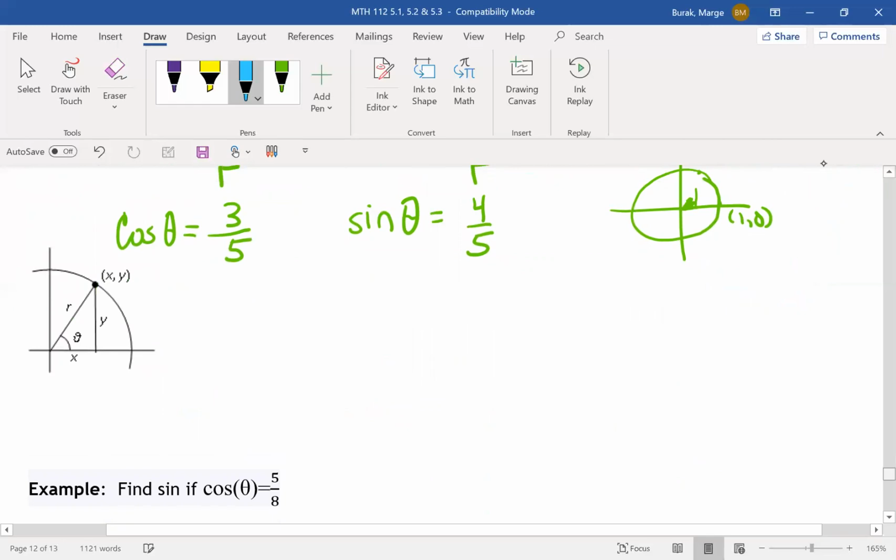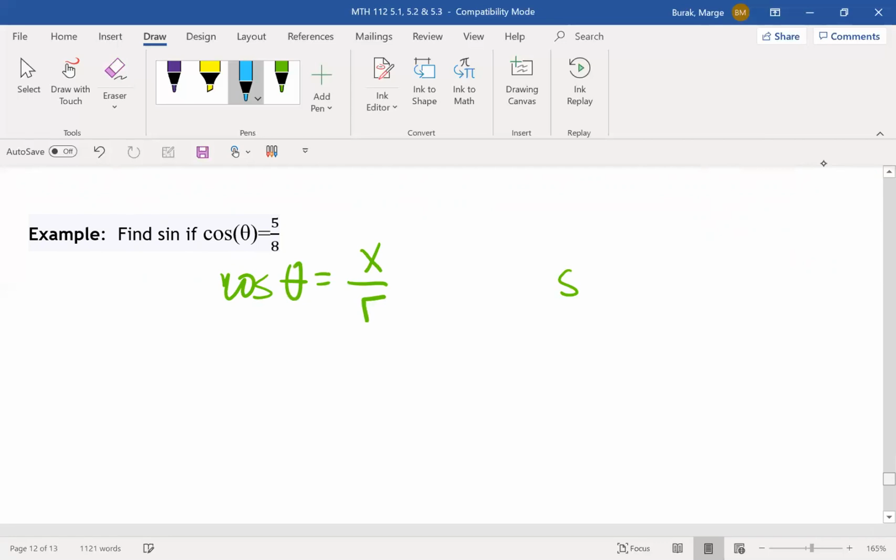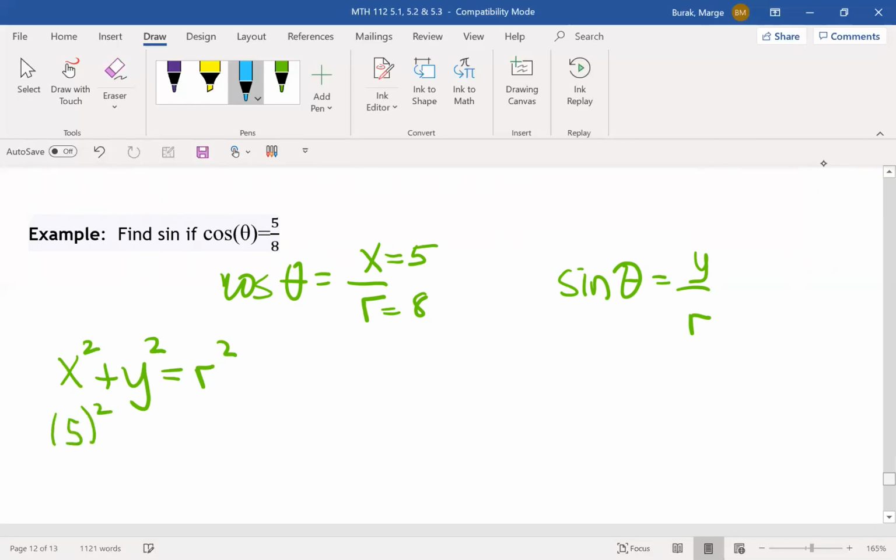Well, let's do an example. If we know what the cosine is, we need to find the sine. Okay, so the cosine, if you remember, is x over r, and the sine is going to be y over r. So we know the cosine is 5 over 8, so that means x equals 5 and r equals 8. And to find the sine, we need y. So we're going to use the Pythagorean theorem for the equation of a circle, which is x squared plus y squared equals r squared. So 5 squared plus y squared equals 8 squared.